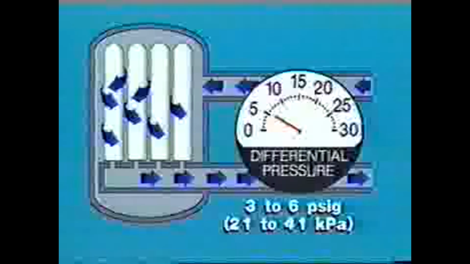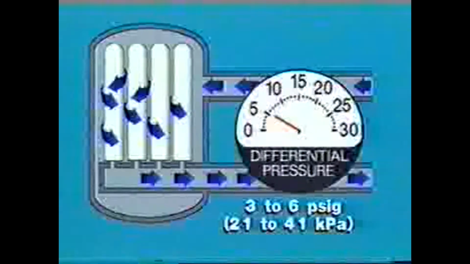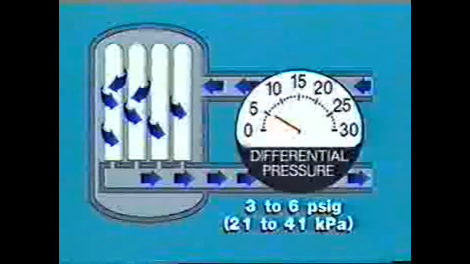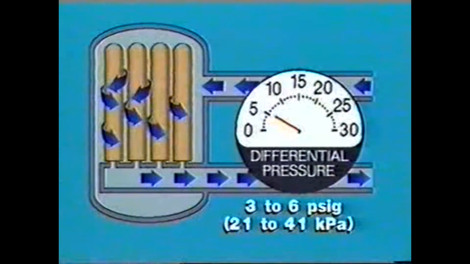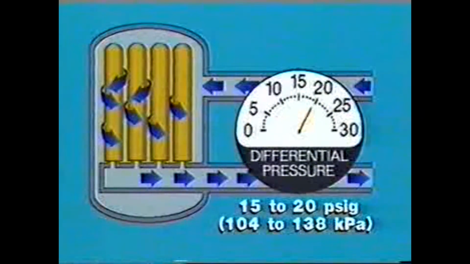psig is normal as glycol flows through the elements. The pressure drop increases as the elements remove solid material and eventually become plugged. When the pressure differential becomes 15 to 20 psig, the elements should be replaced to prevent stoppage of the glycol flow and possible collapse of the elements.